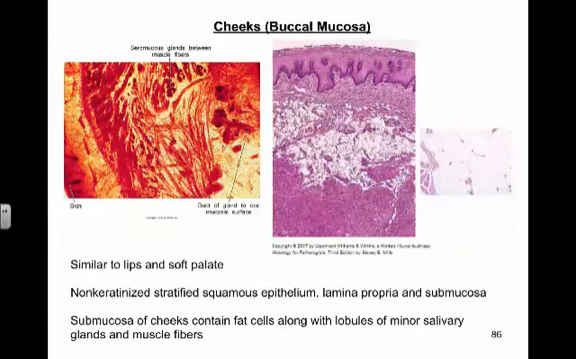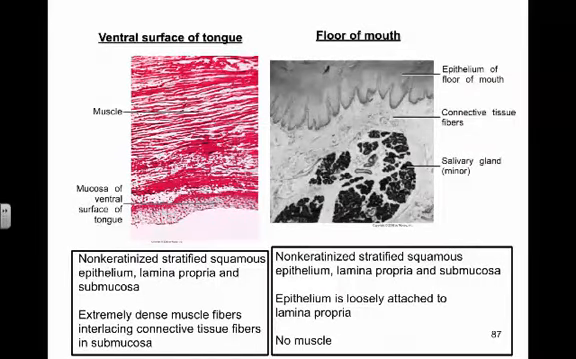See, here's the cheek, which is similar to the lips and the soft palate. And by the way, there are lots of fat cells in your cheeks, which is why people plump them up.